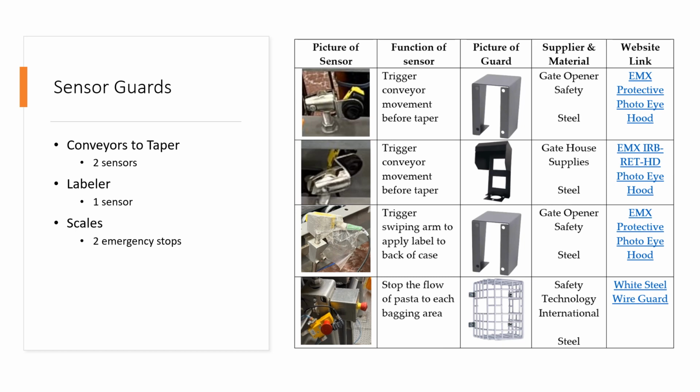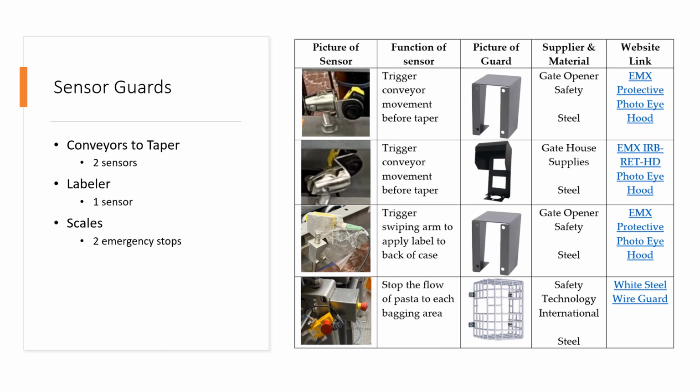There are 2 sensors from the conveyors to the taper, before the taper, that trigger conveyor movement. Each of these is set up and oriented differently, so we provided 2 different options for each of these sensors. Both were required to be made out of steel, as is the case for all sensor guards that will be needed. The sensor guard on the top of the table on the right has a better layup for the specific sensor in question, and the sensor guard on the right has a more open bottom with a protected top that will accommodate that shape.